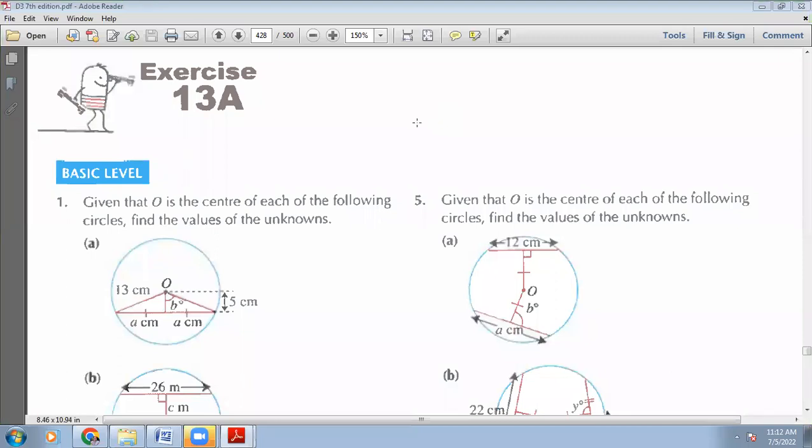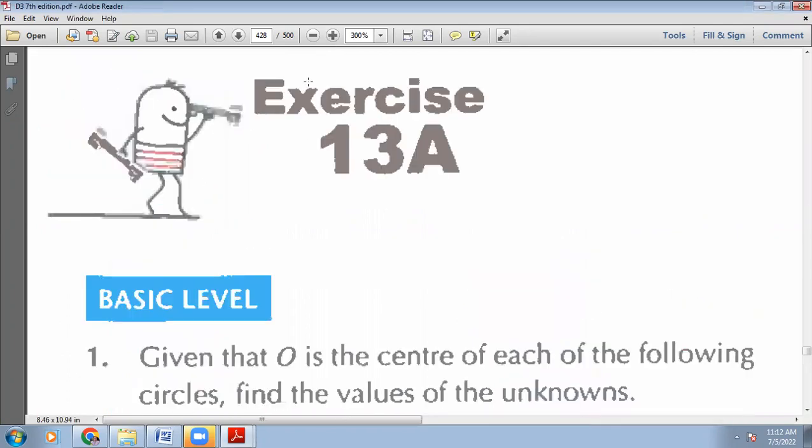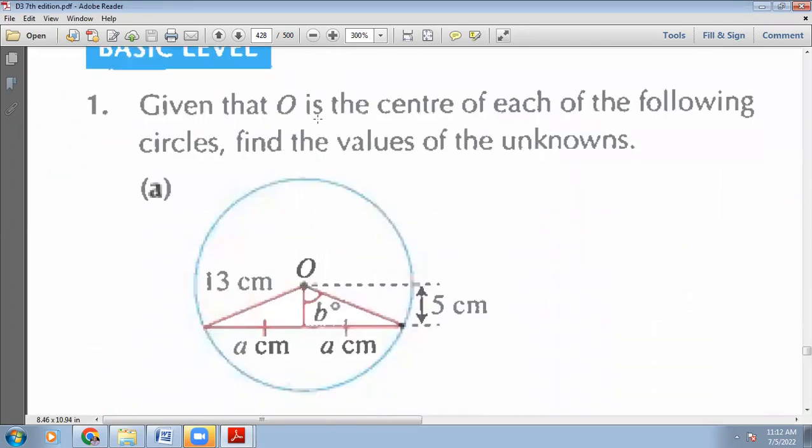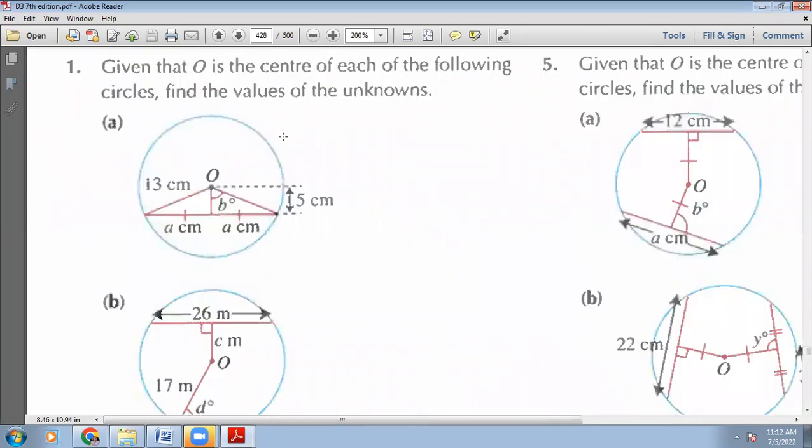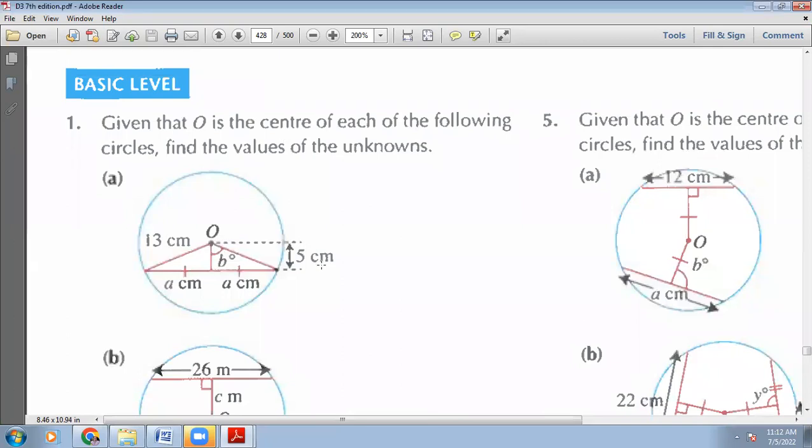So the exercise 13A from the D3 book, New Syllabus Mathematics 7th edition, book 3, is showing up on your screen. The first question is coming up on your screen. Let me increase the size so you can see the whole question. So this is exercise 13A, question number 1, part A. It says, given that O is the center of each of the following circles, find the values of the unknown.